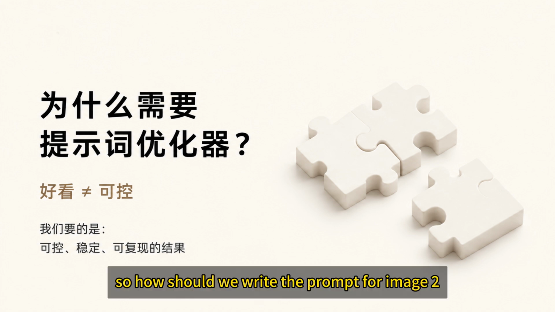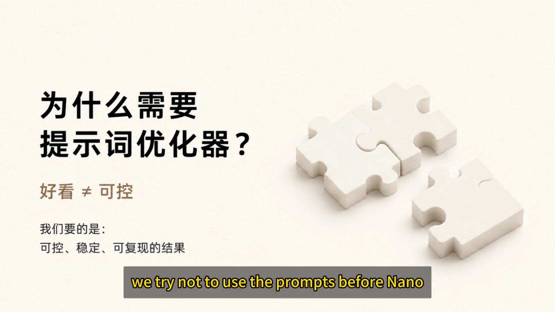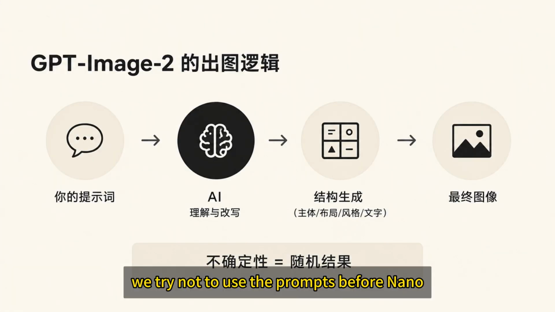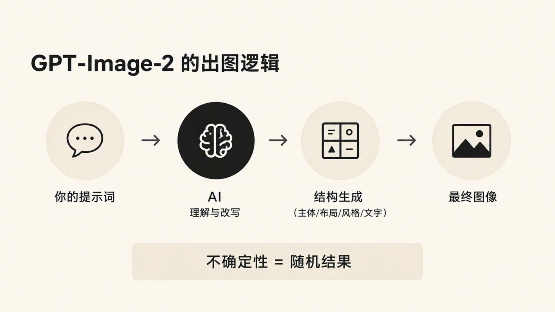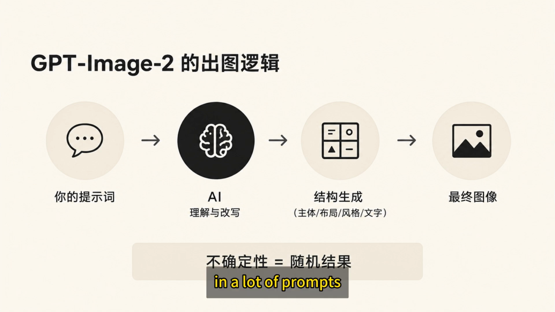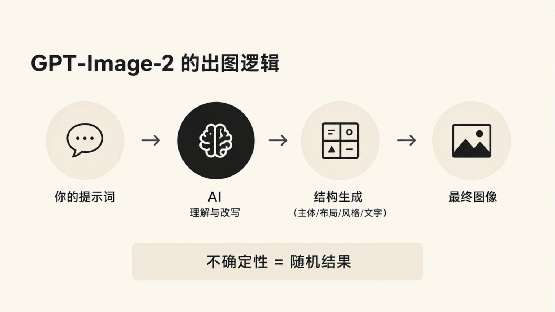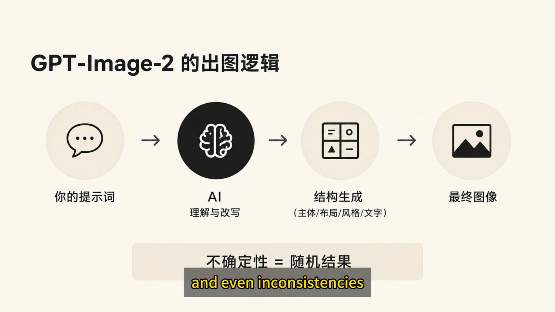So how should we write the prompt for Image-2? As mentioned above, we try not to use the prompts from before Nano Banana to write the prompt for Image-2. What kind of lamp is it? What color does the lamp emit? Go back to the prompt. The reverse prompt does not have any formatting restrictions. In a lot of prompts, you can see a lot of repeated words and even inconsistencies.